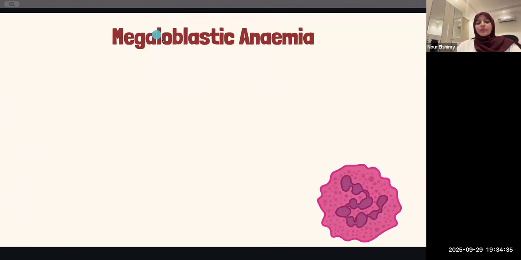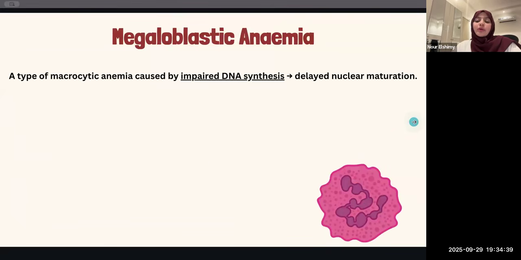Right. So what is megaloblastic anemia? As I mentioned, it's an anemia with abnormally large red blood cells. So macrocytic anemia, with increased size of red blood cells. And why does this happen? Because we have impaired DNA synthesis.